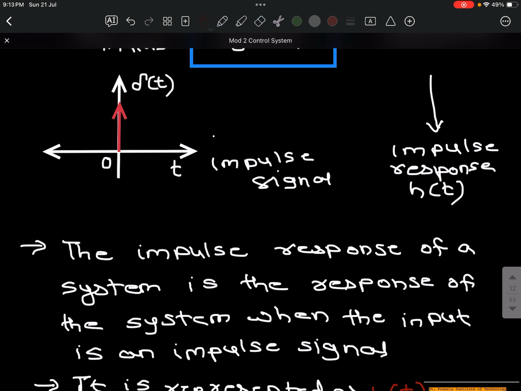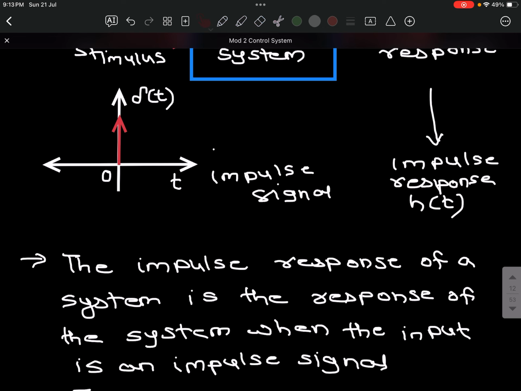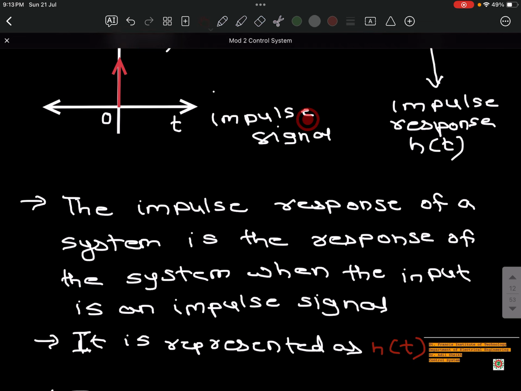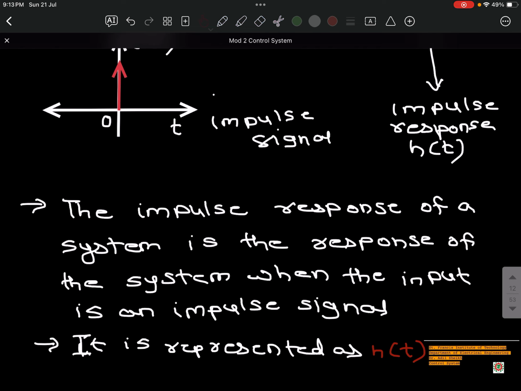So what do you mean by impulse response? The impulse response of a system is the response of the system when the input is an impulse signal, which I just told you about. Now how is it denoted? It is denoted by h of t, which is mentioned over here.